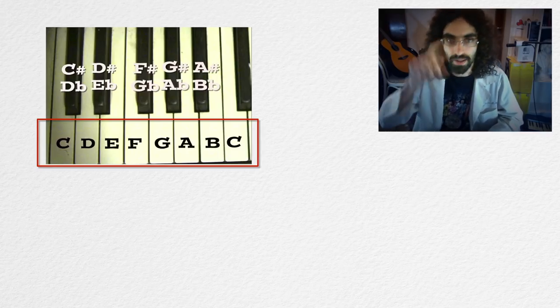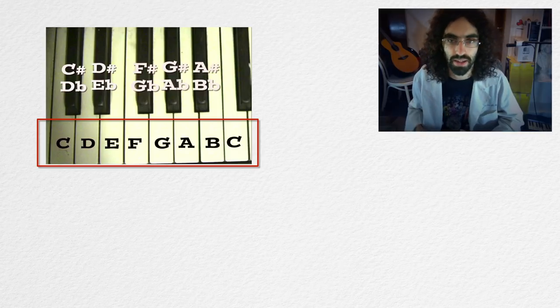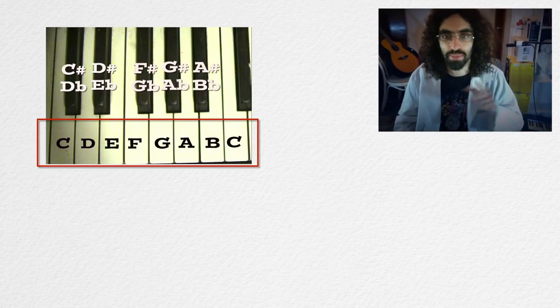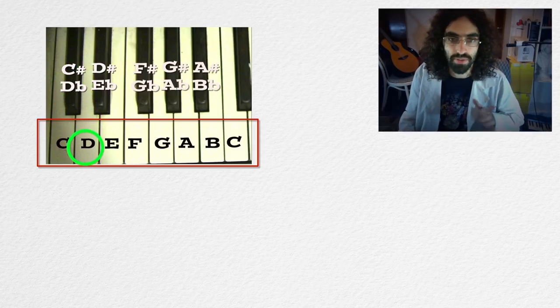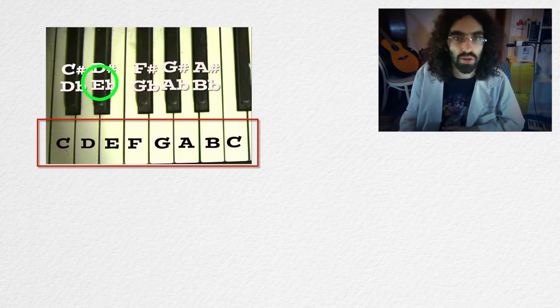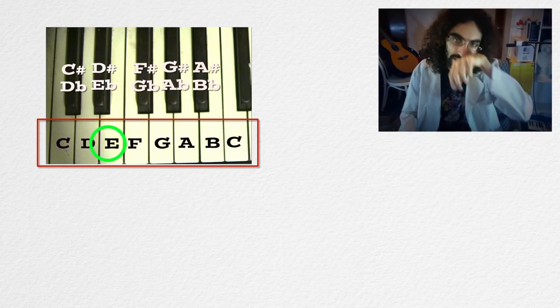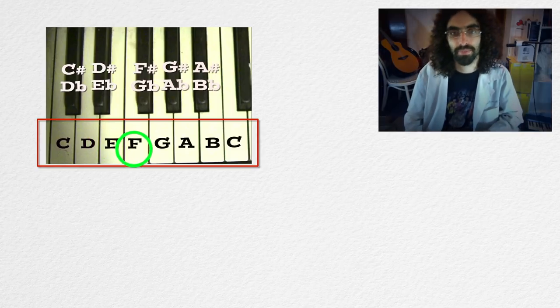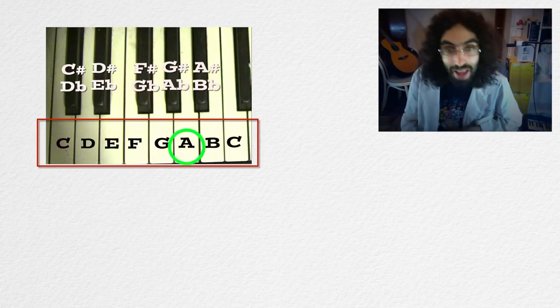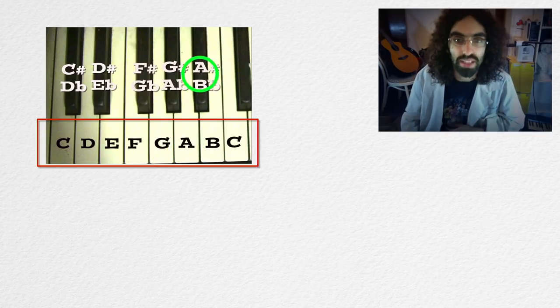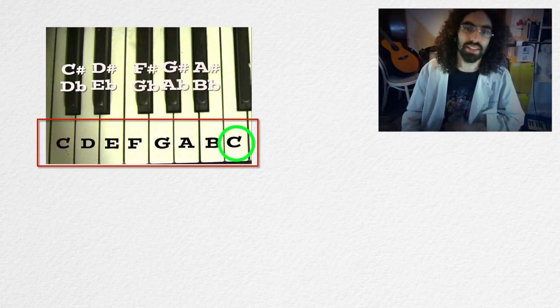So if we look at one octave of C major on the piano, C, D, E, F, G, A, B, C, you'll notice that the C is a whole step away from D, D is a whole step from E, E is a half step from F, F is a whole step from G, G is a whole step from A, A is a whole step from B, and B is a half step from C.